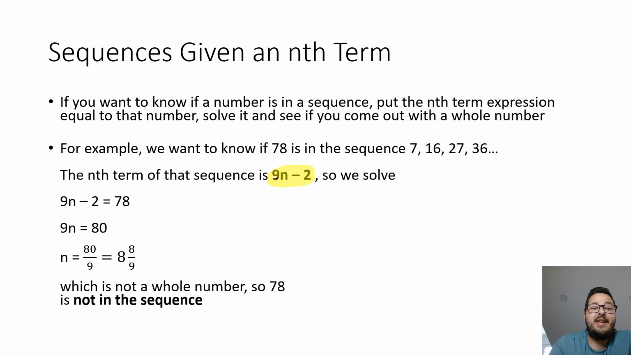And then divide by the 9. So we end up with n is 80 over 9, or 8 and 8/9. Now that is not a whole number. So that means that 78 is not in the sequence, because you can't have an 8 and 8/9 term of the sequence. It just doesn't make sense. So that tells you that it's not in the sequence.